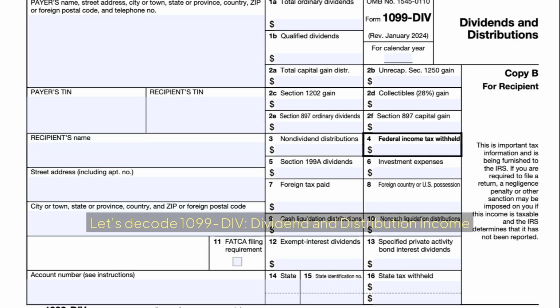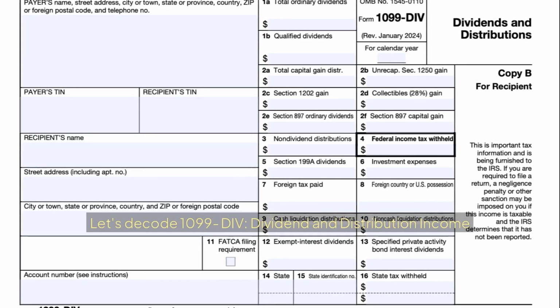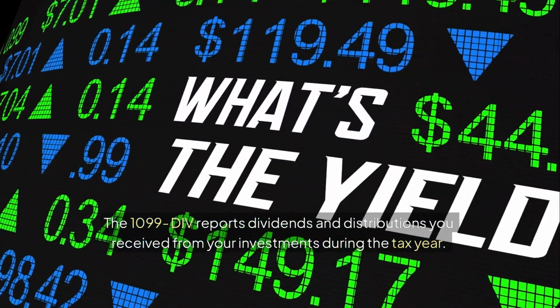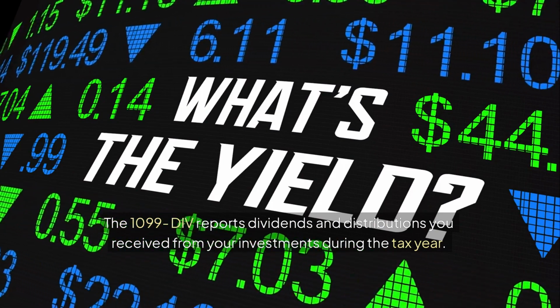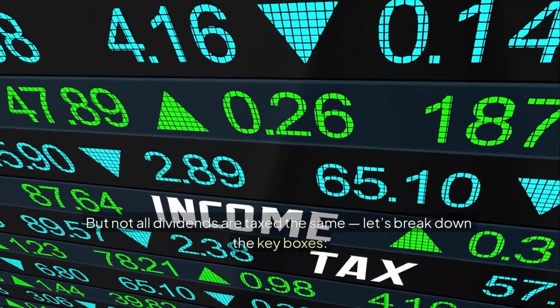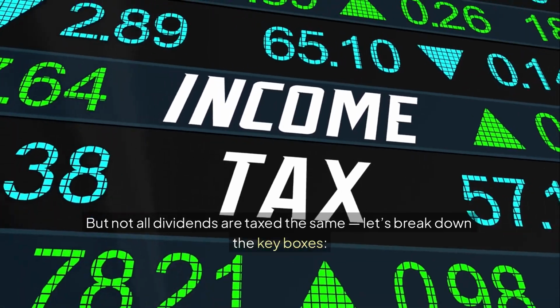Let's decode the 1099 DIV, dividend and distribution income. The 1099 DIV reports dividends and distributions you received from your investments during the tax year. But not all dividends are taxed the same. Let's break down the key boxes.